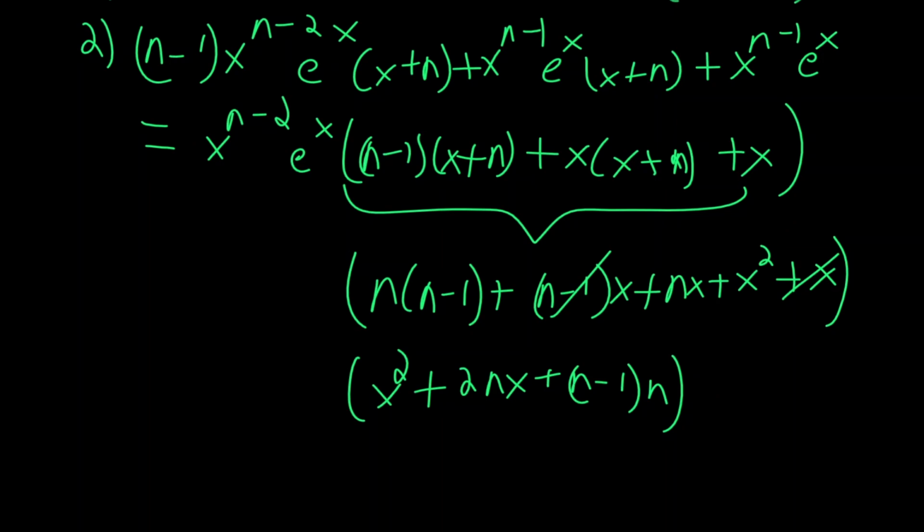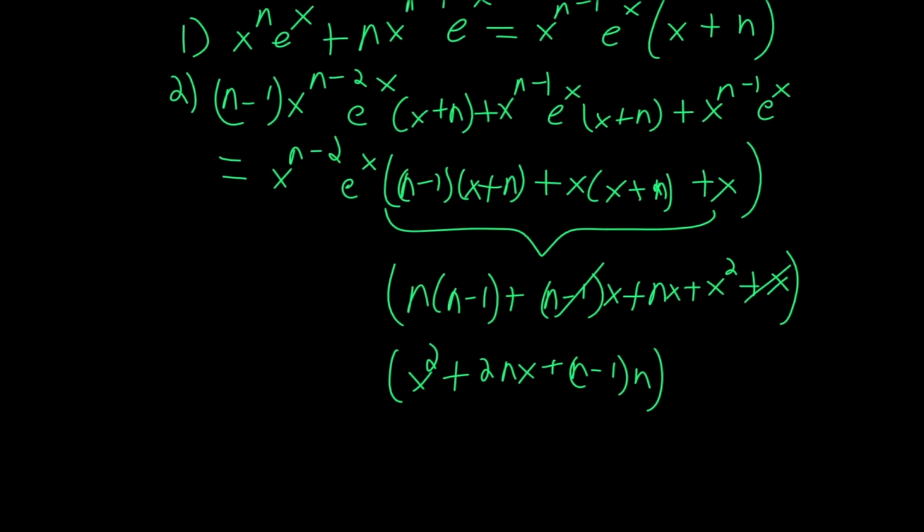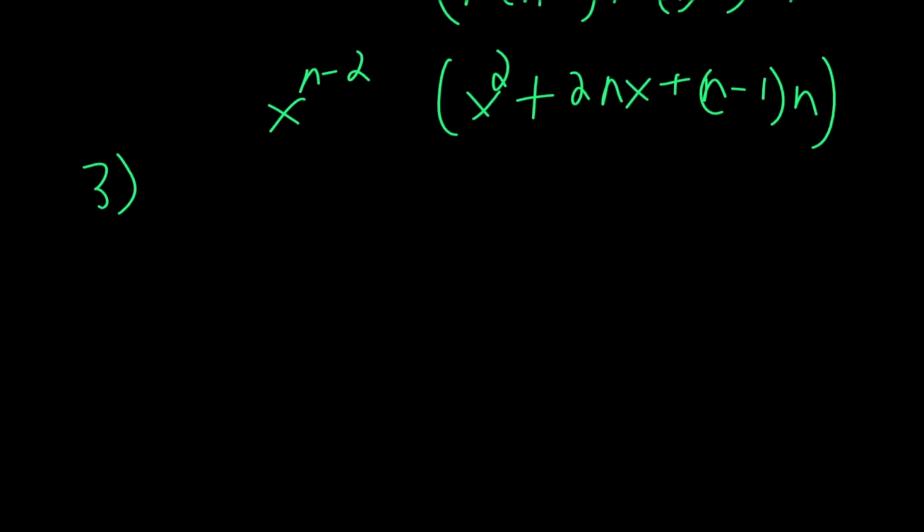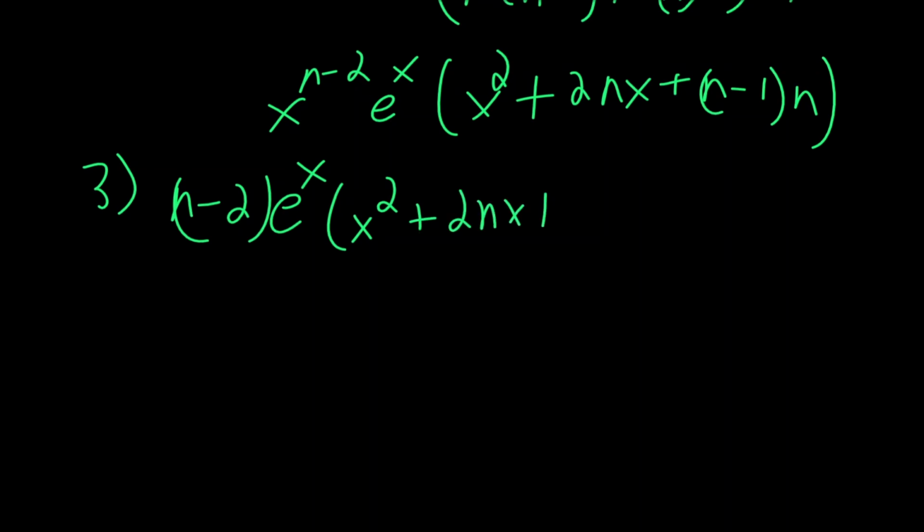And you might be able to start seeing a pattern right here. Perhaps it is just me in hindsight saying there's obviously a pattern here. But let's do it one more time, and hopefully that will reveal the actual pattern. So for the third derivative, we need to differentiate this quadratic, and we had an x to the n minus 2 times e to the x. So doing the usual triple product rule, we have an n minus 2 e to the x times our quadratic here, x squared plus 2nx plus n minus 1.